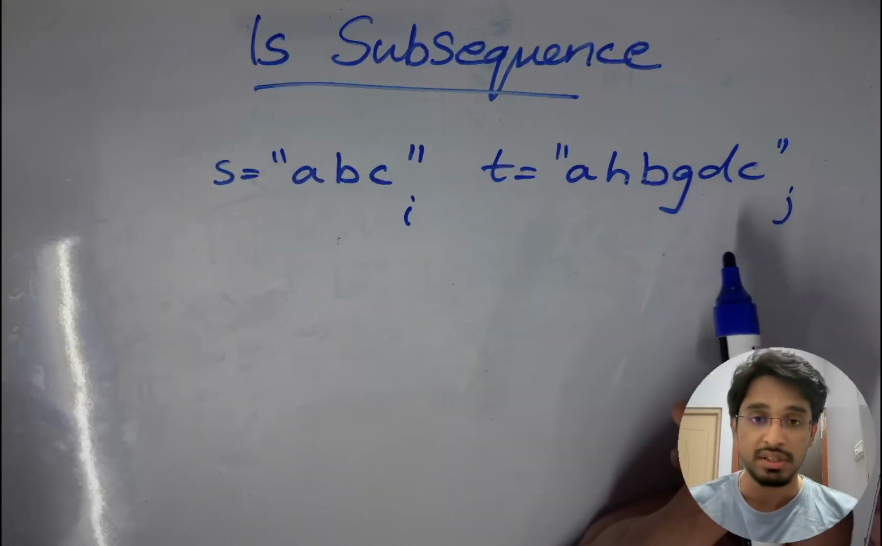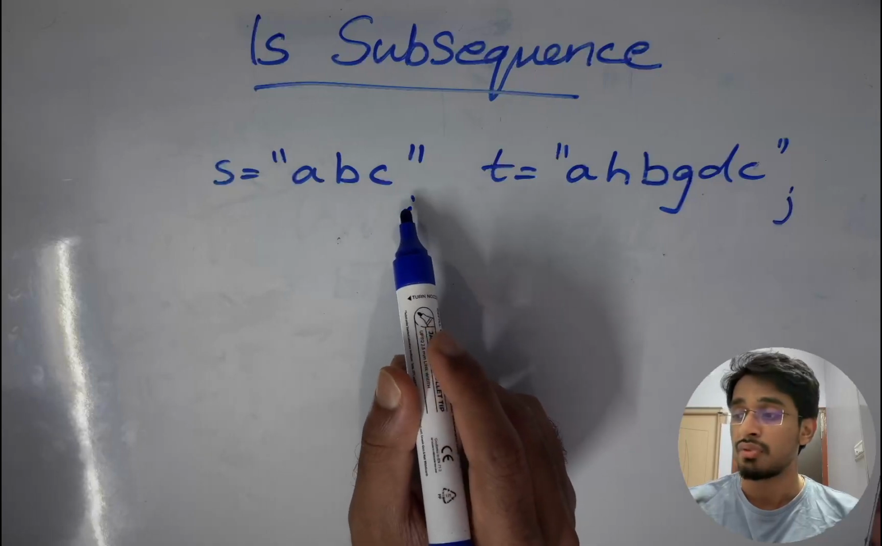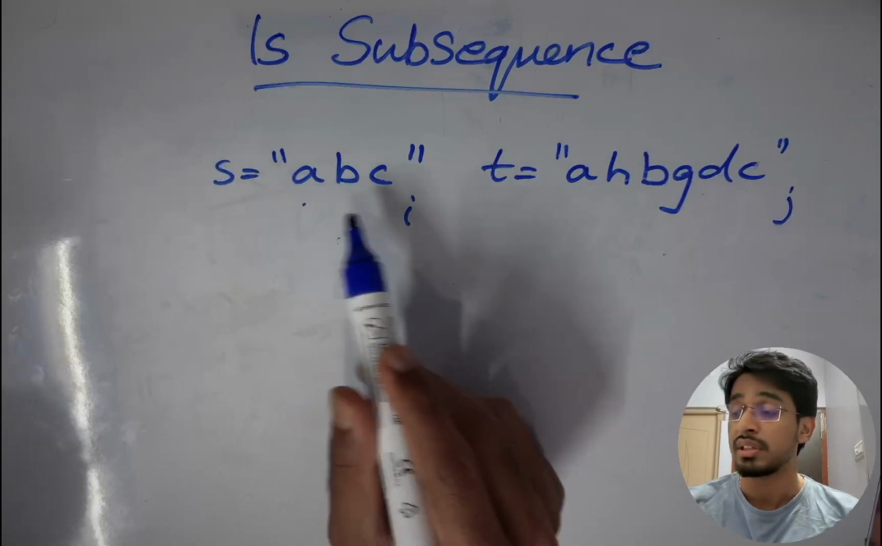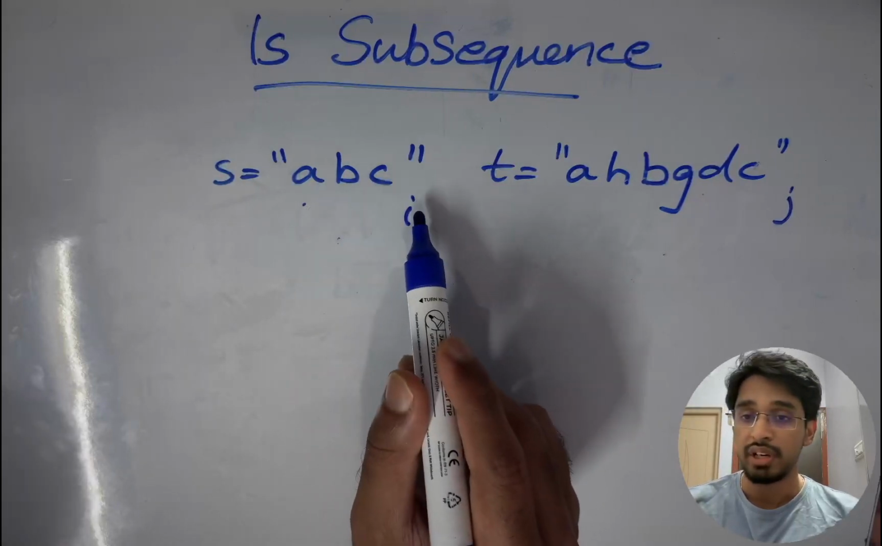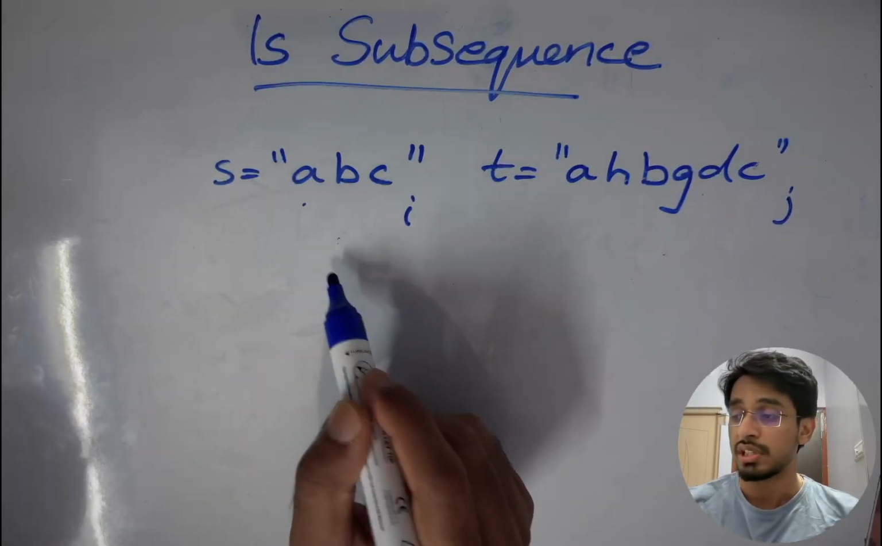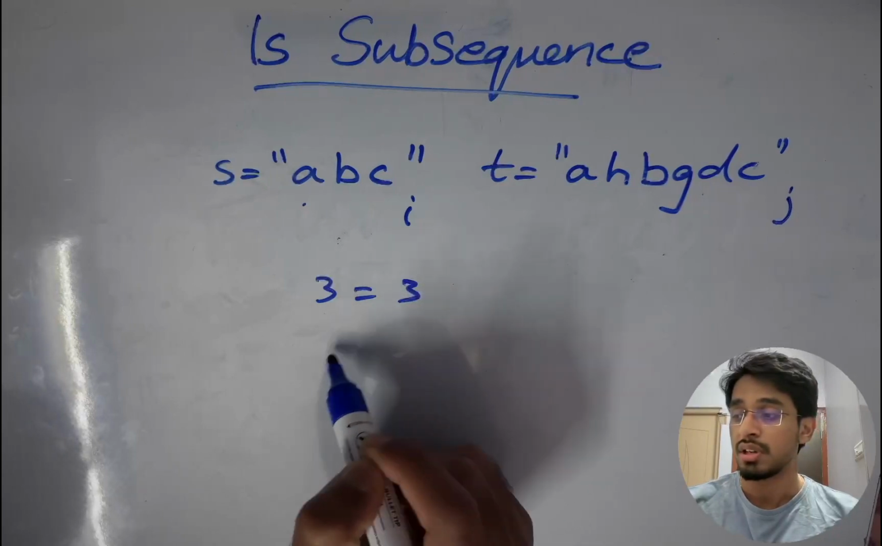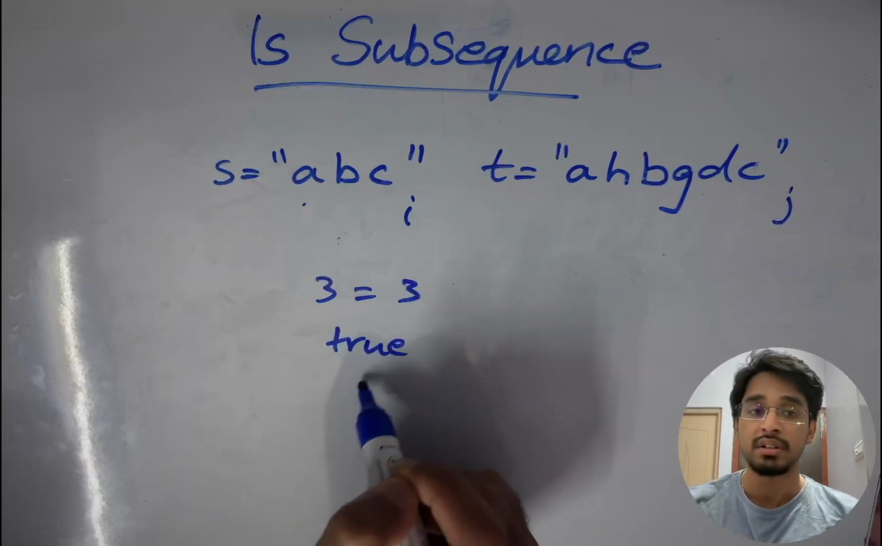Once it's done, we need to finally check the value of i. So i is at the third index, 0, 1, 2, 3, and we need to compare that to the length of the S string. The length of the S string is 3 and i is at the third index, so these two are equal. Then we return true at the end of our program.